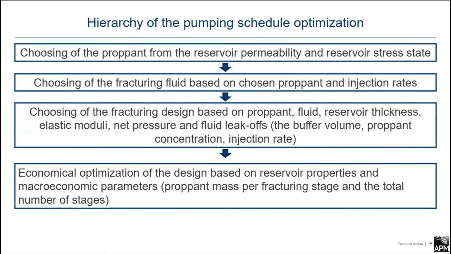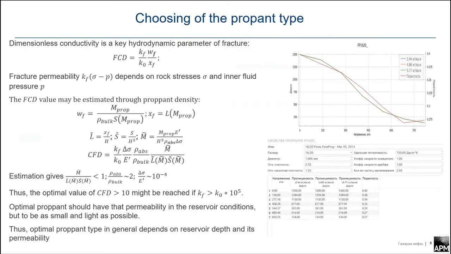And the last stage, which I won't actually discuss today, is a high-level economical optimization of design based on macroeconomic parameters. Because depending on oil prices and proppant prices, you will obtain a different optimal proppant mass per fracturing stage and a total number of stages. It also depends on macroeconomic parameters more than on physics. So I won't discuss this particular topic.